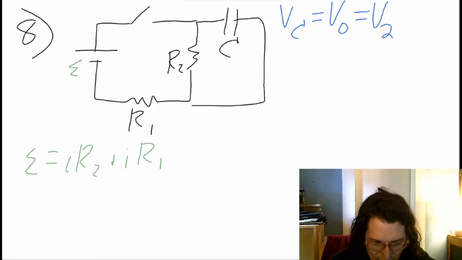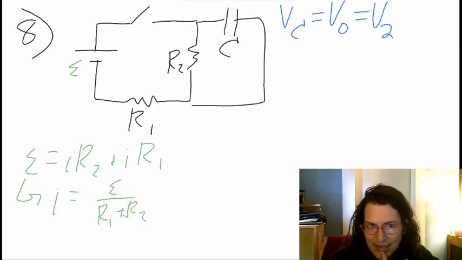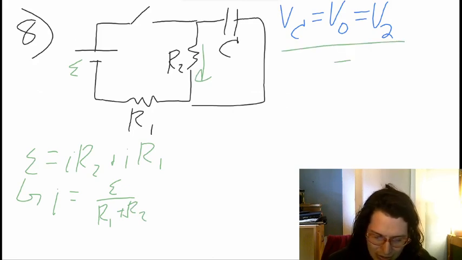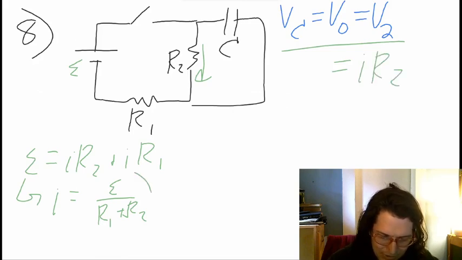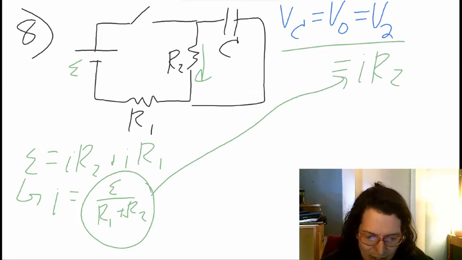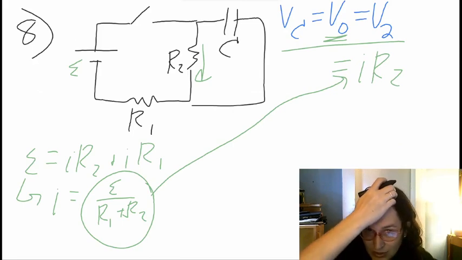And this will allow us to solve for a current equal to epsilon over R1 plus R2. And since this will be the current over R2, I can use it to find the voltage over R2 as well. So voltage over R2 will be equal to the current times R2, where this right here is our current. Okay, so all of that allows us to write down the initial voltage over the capacitor.